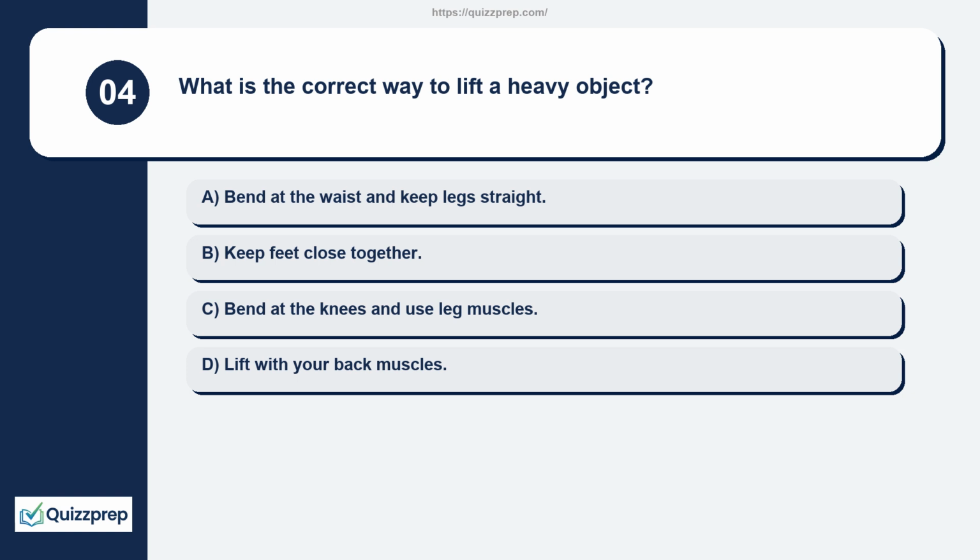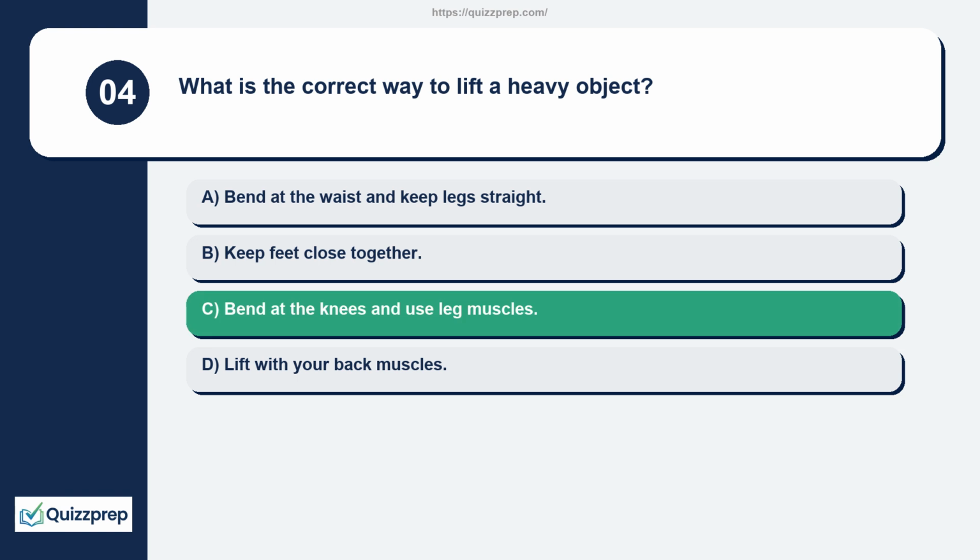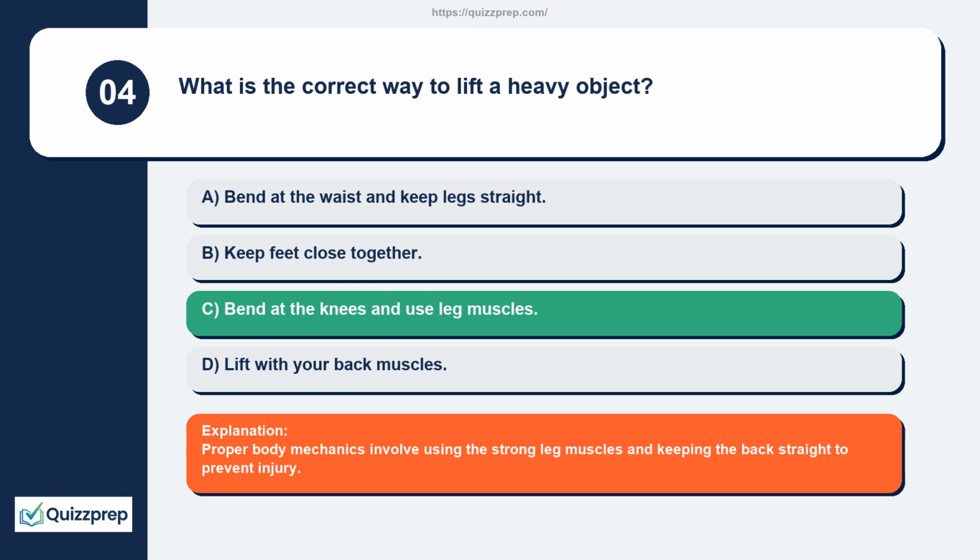Question 4. What is the correct way to lift a heavy object? Bend at the waist and keep legs straight. Keep feet close together. Bend at the knees and use leg muscles. Lift with your back muscles. Proper body mechanics involve using the strong leg muscles and keeping the back straight to prevent injury.